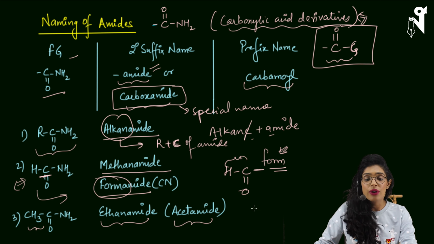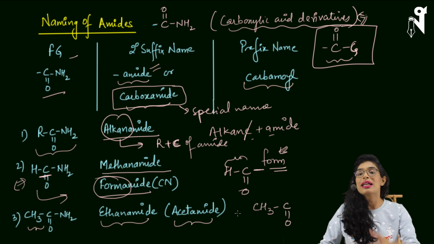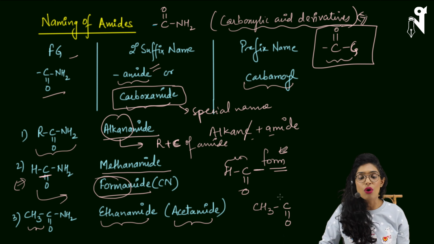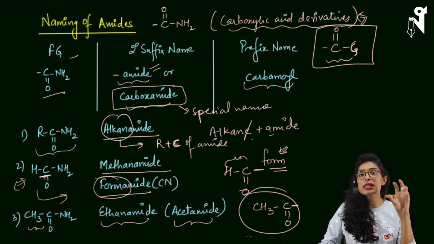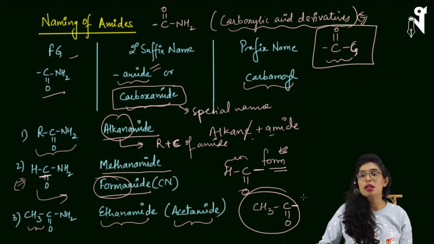Now again, let me tell you, wherever you will see this group CH3, C double bond O, not only in this compound, but any compound, if you have this form anywhere or this part anywhere, then in the common terms or in the common names you use the term acet.